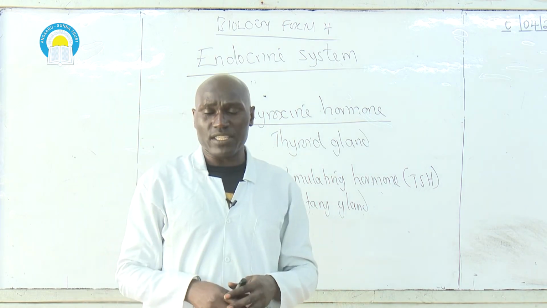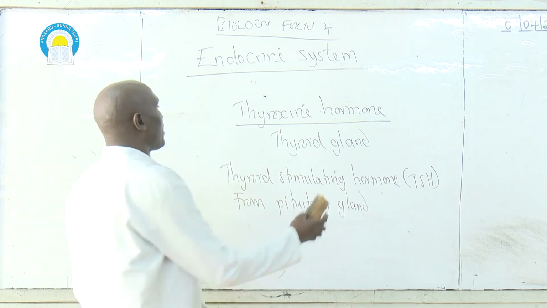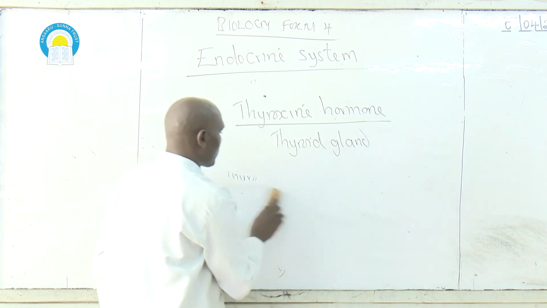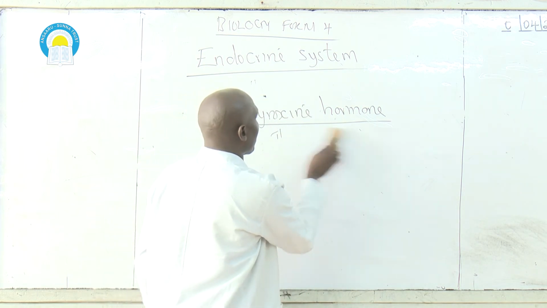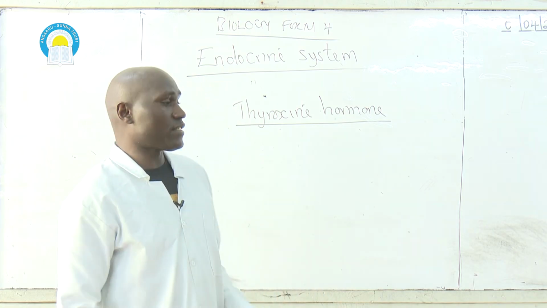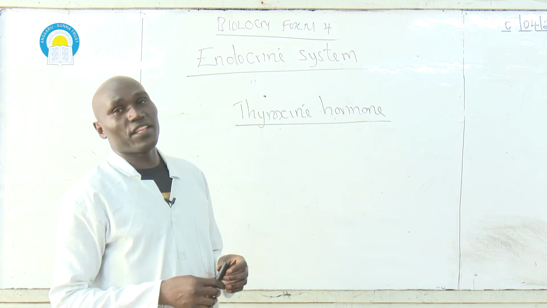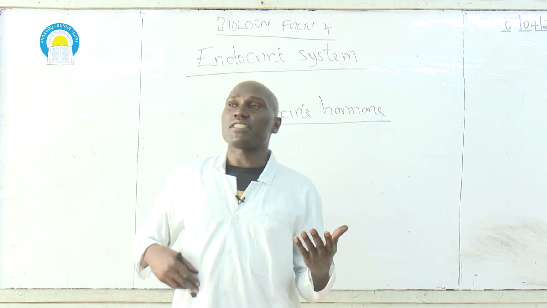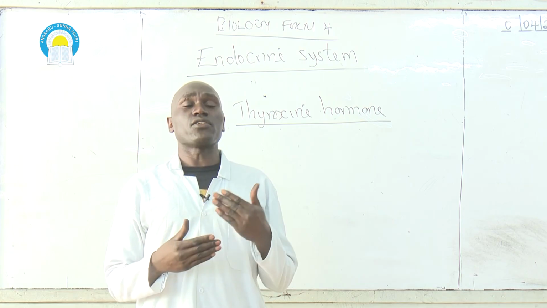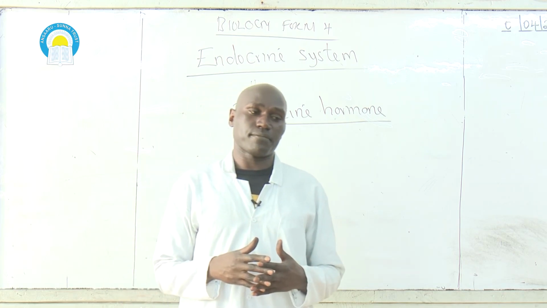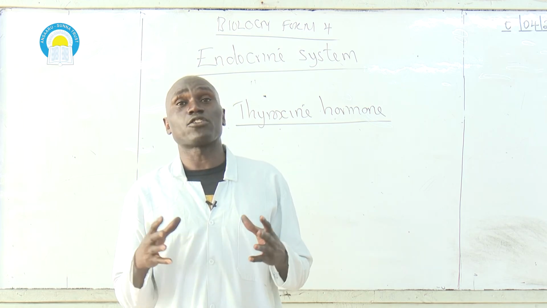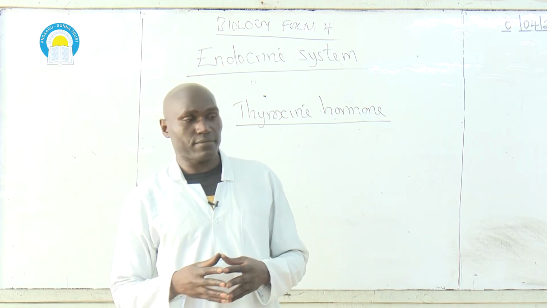What is the function or significance of thyroxine hormone? Thyroxine hormone is a hormone that increases the rate of metabolism within the body. What that means is thyroxine hormone will lead to increased rate of respiration. When the rate of respiration is fast, then a lot of energy will be produced.